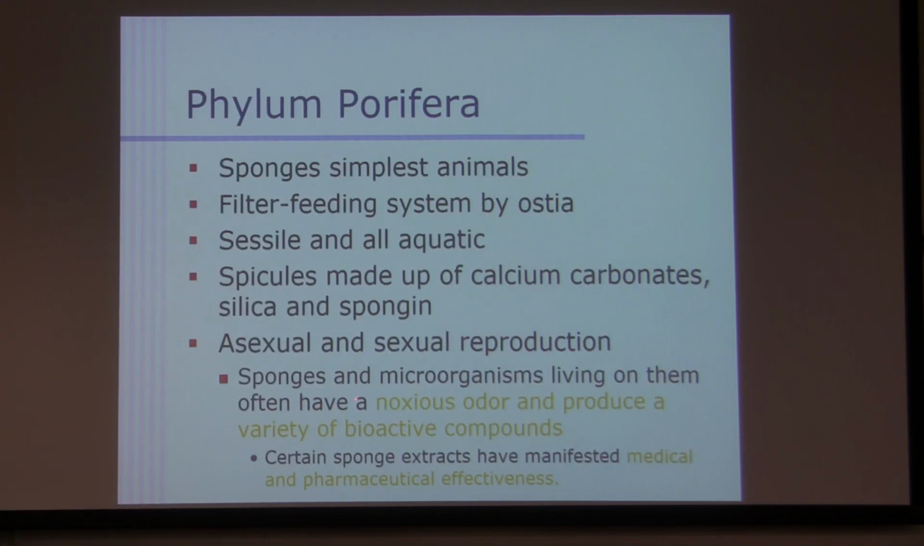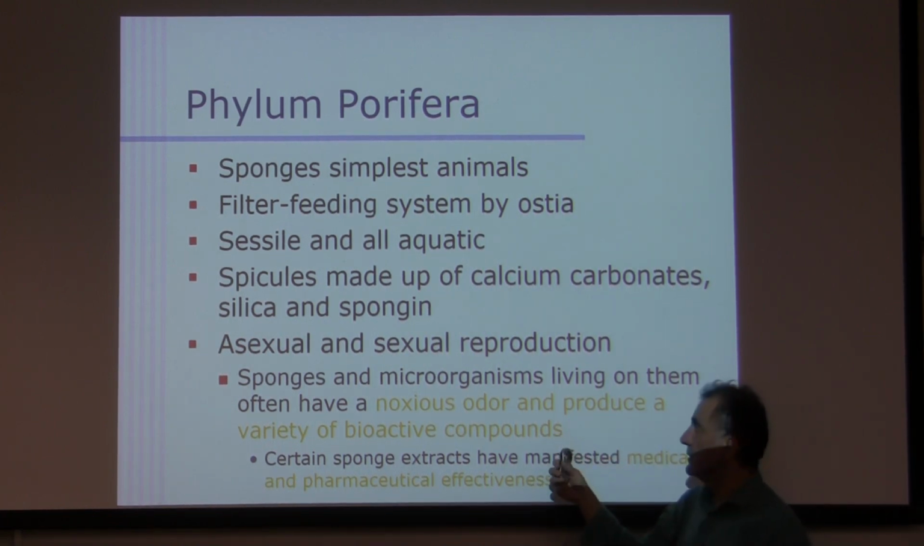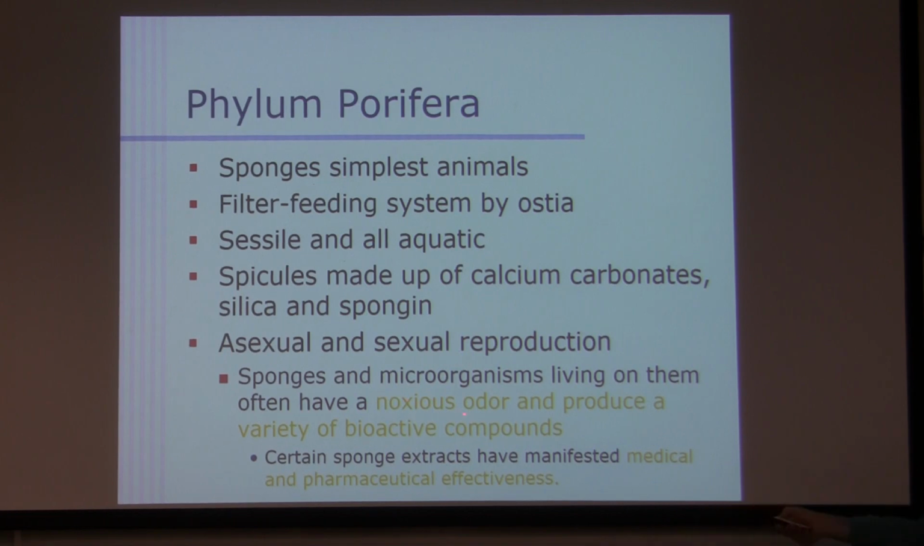Asexual and sexual reproduction. Sponges, and the microorganisms living on them, often have a noxious odor and produce a variety of bioactive compounds. Certain sponge extracts have manifested medical and pharmaceutical effectiveness. I thought I'd put that in. It's in your textbook, some of that information. If somebody looks at the sponges PowerPoints and these are not in your DocuShare, let me know so I can put these up, okay? So they have a nauseous odor. Just recently they found out some of them have medical uses.